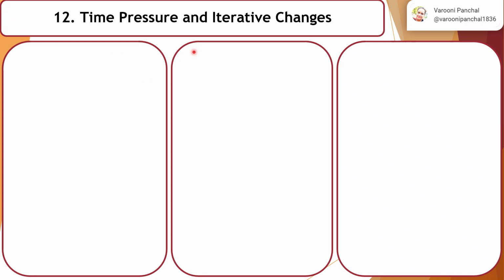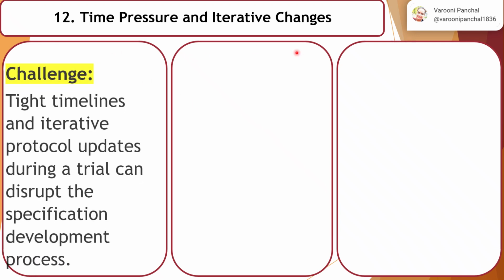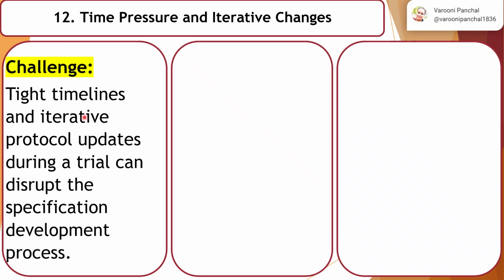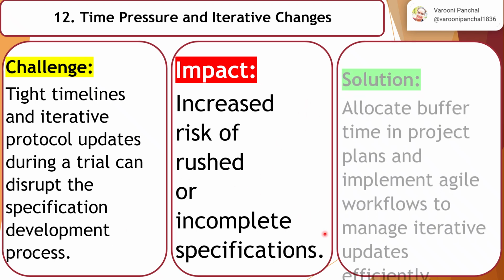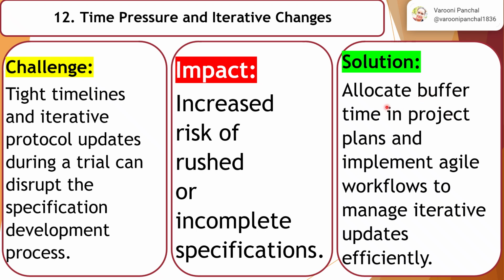Number 12. Time pressure and iterative changes. Challenge: Tight timelines and iterative protocol updates during a trial can disrupt the specification development process. Impact: Increased risk of rushed or incomplete specifications. Solution: Allocate buffer time in project plans and implement agile workflows to manage iterative updates efficiently.